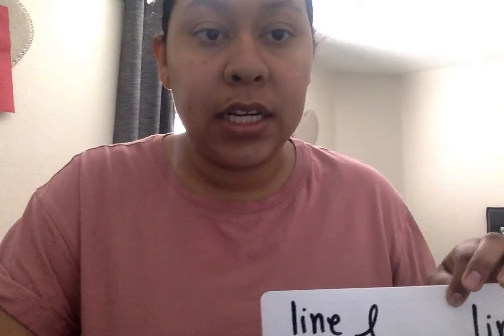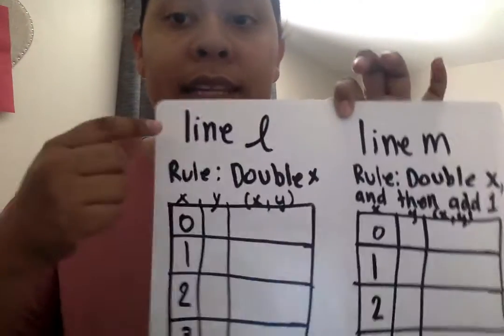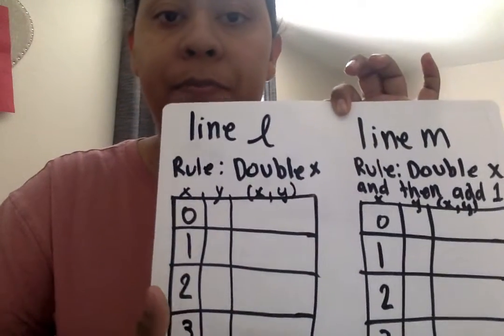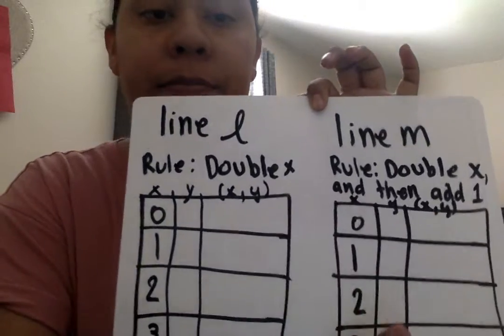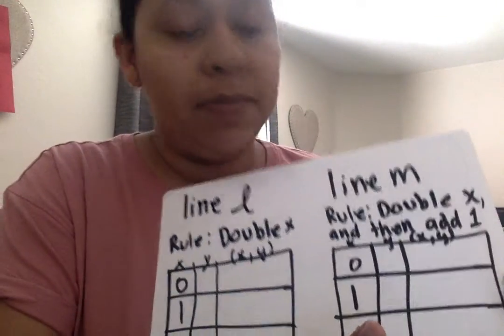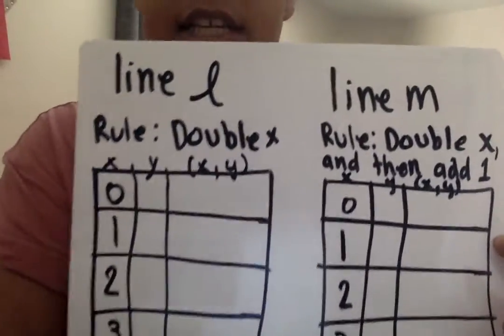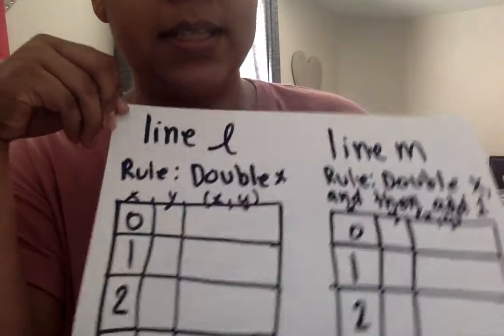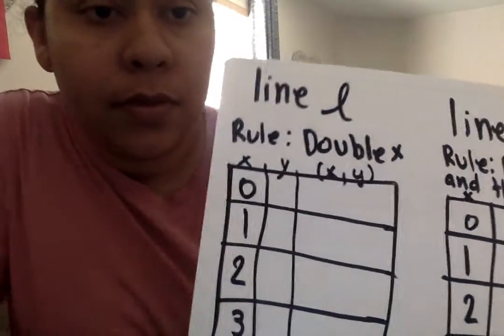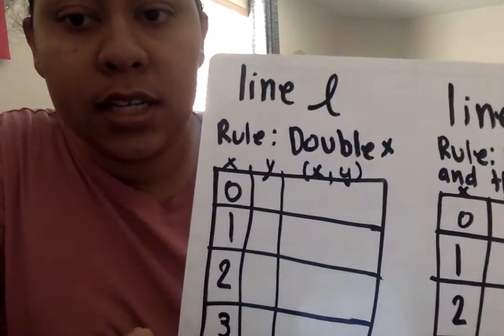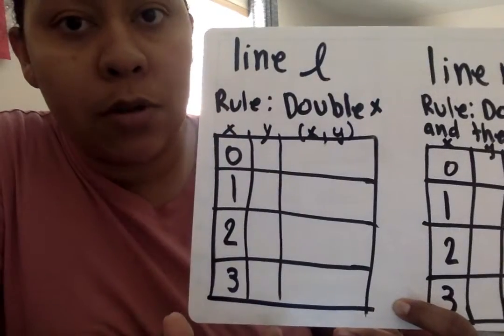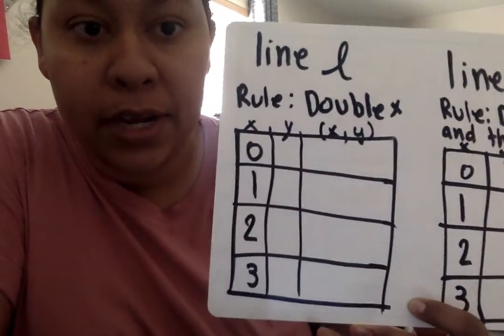So for problem 1, instructions first say complete the tables for the given rules. So you have two tables below that. You have line L, and then a table, and line M, and then a table, okay? So I did my best to draw it as clean and as big as I could. So you have your x coordinates, but you have blank for y coordinates, and you have blanks for your coordinate pairs.